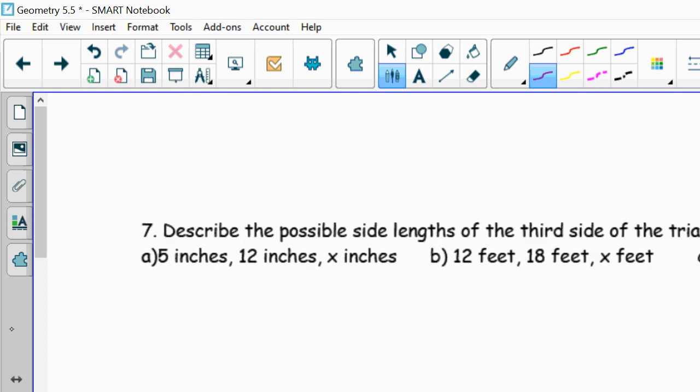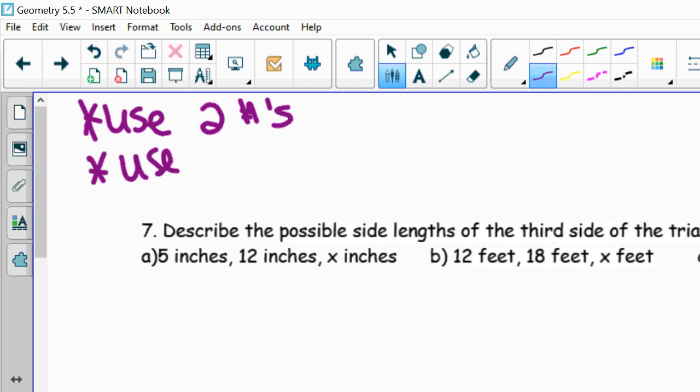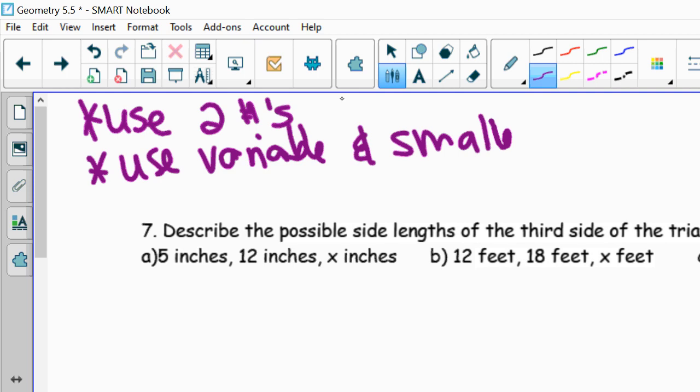Last page here. It says, now describe the possible side lengths of the third side of the triangle. We have to use an inequality. So the way that we're going to get our inequality, we're going to use two numbers for the first inequality. Then we're going to use the variable and the smaller number. Okay? So I'll show you what I mean here.